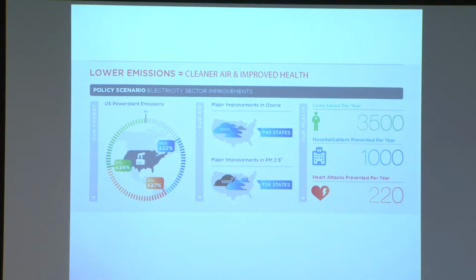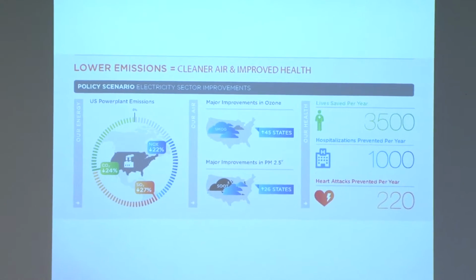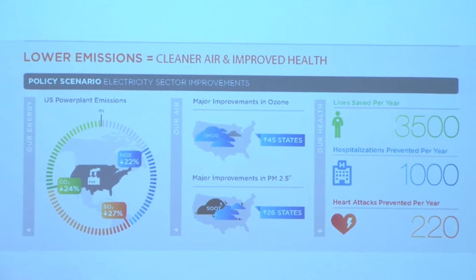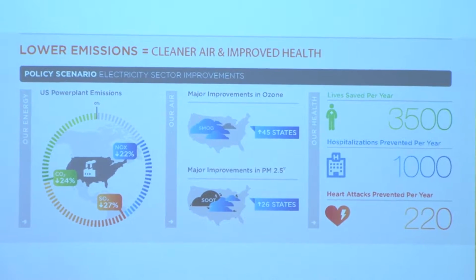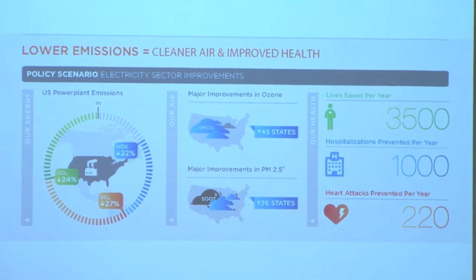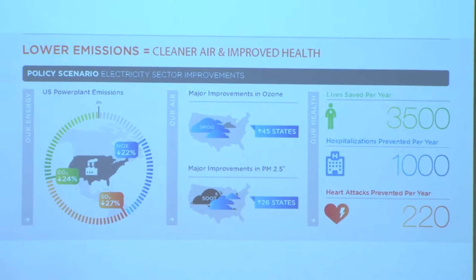The other thing I mentioned is that outreach was a big part of this. So we produced infographics that we used in our outreach phase. This is the national scale infographic talking about the changes in emissions, the improvements in terms of ozone and PM, and then the health outcomes. This is on a national basis, but we also produced state-specific infographics. So if we talk to a group from Missouri or Texas, we would have that specific information.